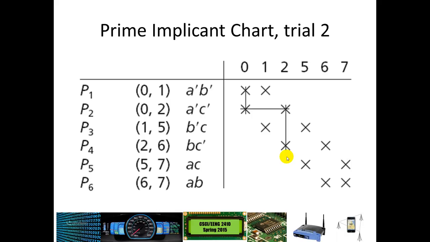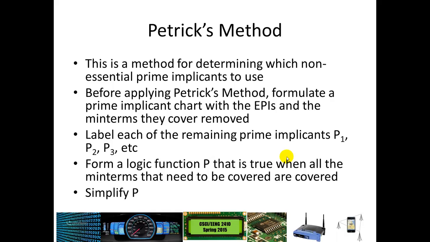This gets us to the point of talking about Petrick's method. So Petrick's method is a way, once you've already figured out what your essential prime implicants are and realize that you need those in your final function, for us to choose from the non-essential prime implicants to get full coverage for the min terms that are not covered by those essential prime implicants. So what we're going to do is label all of the prime implicants that remain, the ones determined to not be essential, and figure out which of those we need in order to have coverage for all of our min terms.